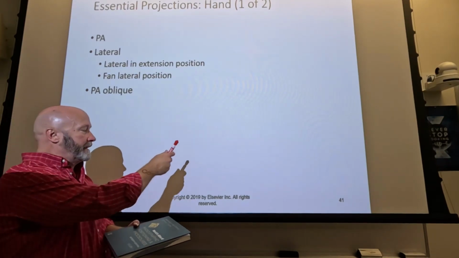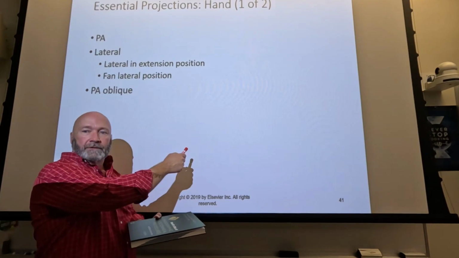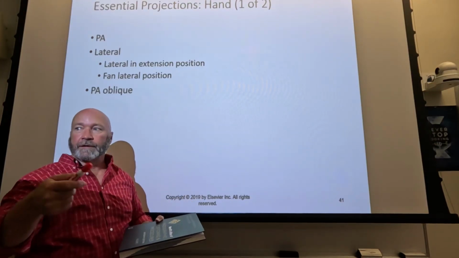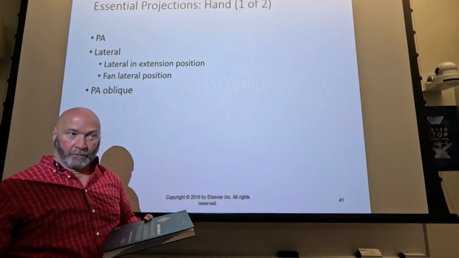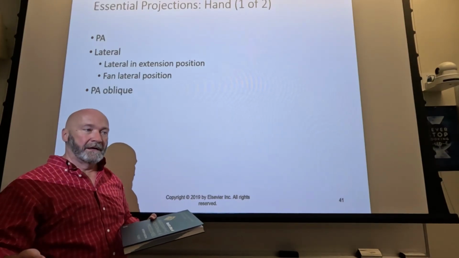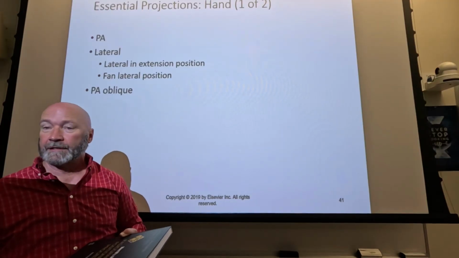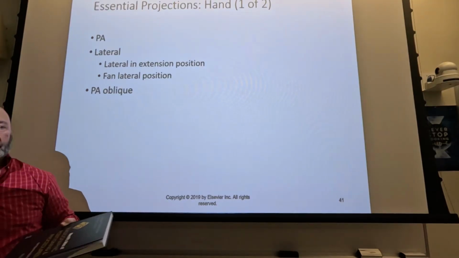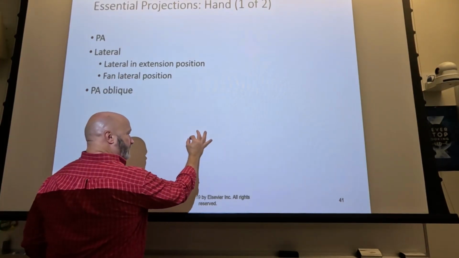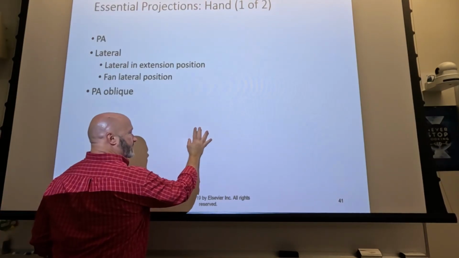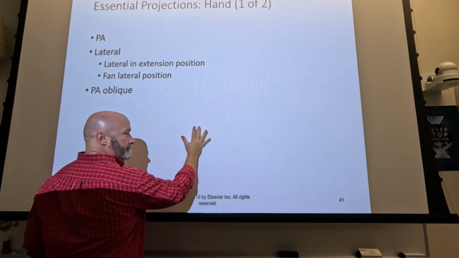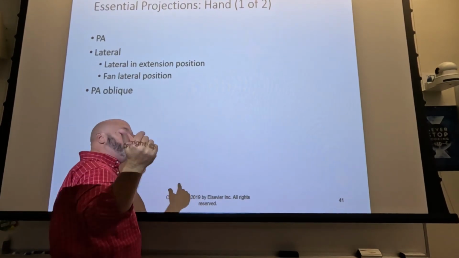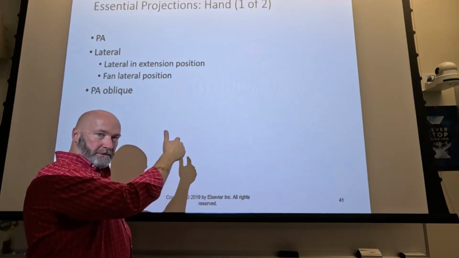So your fingers, instead of being like this, are like that. So joint spaces are going to be closed. Okay? So if you use the fingers as props for an oblique of the hand, you're not going to see the joint spaces. So if you're interested in seeing the joint spaces, what do you need to not do? Yeah, what you need to do instead of using the fingers as props is extend the fingers. Okay? So fingers parallel to the image receptor puts the central ray parallel to the joint space.